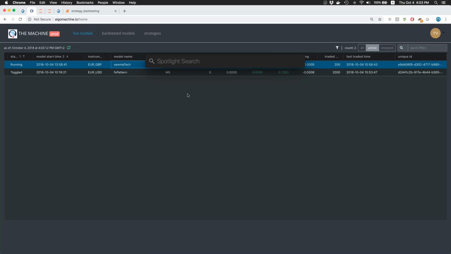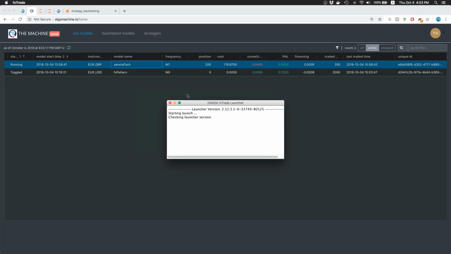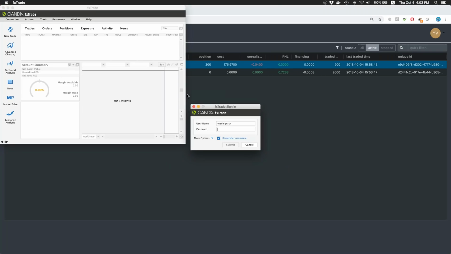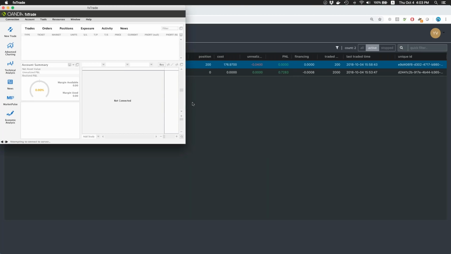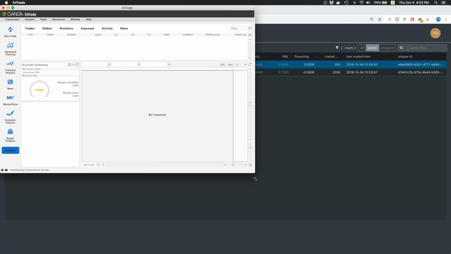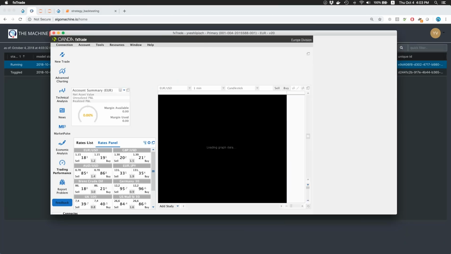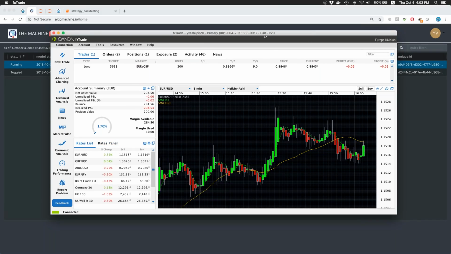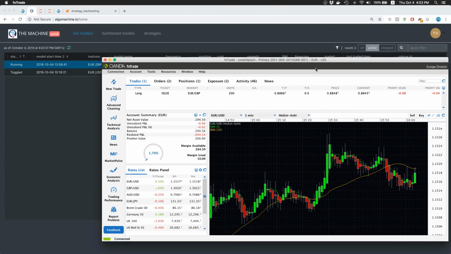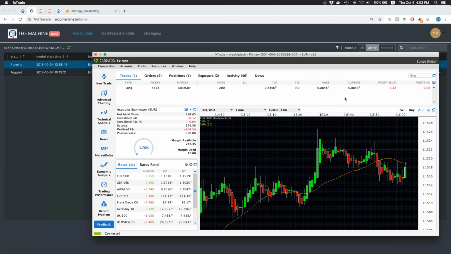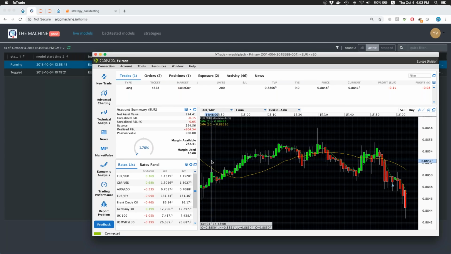When I now quickly open FX Trade, I can also show you the positions in real time. So I'm now logging into the desktop application of Oanda, which is called FX Trade. It takes a little while until it retrieves the data, and we see at this point in time we have one open position, and the open position is related to Euro GBP. It's 200 units, and here I'm showing Euro US dollar.